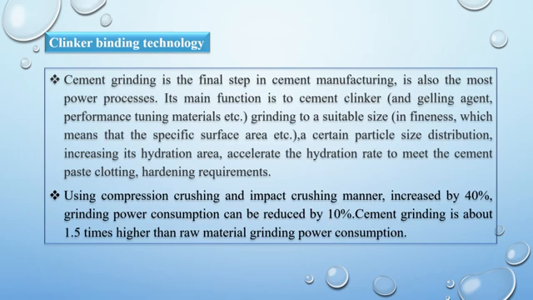Next point is using compression crushing and impact crushing manners, the grinding power consumption can be reduced by 10%. Cement grinding power consumption is about 1.5 times higher than the raw material grinding power consumption. Students, in this point, he explained that we use different crushers for the grinding, like compression crushing or impact crushing. He also said that the crushing of cement is about 1.5 times higher than the crushing of raw material.